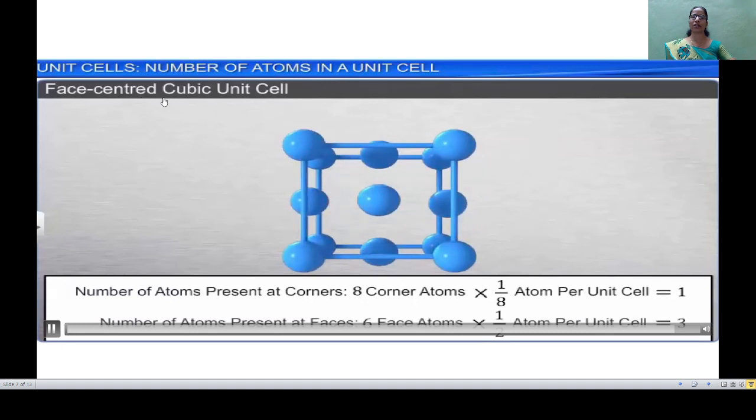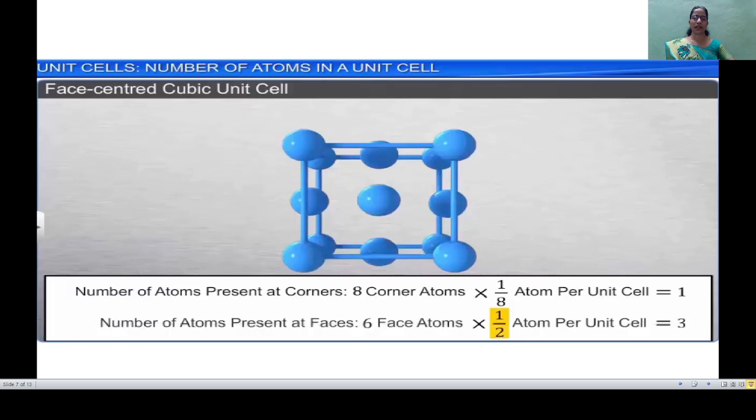Now see the face-centered cubic unit cell. Here 8 corner particles are present in this unit cell, while 6 particles are present at the centers of 6 faces. Each particle at the center of a face is surrounded by 2 unit cells. So that face-centered particle will give only half contribution to that unit cell.